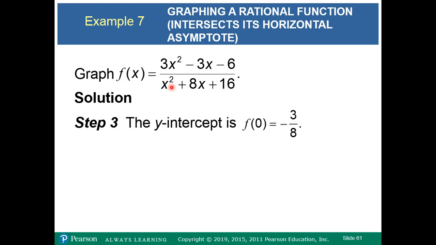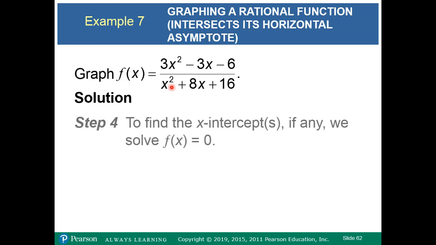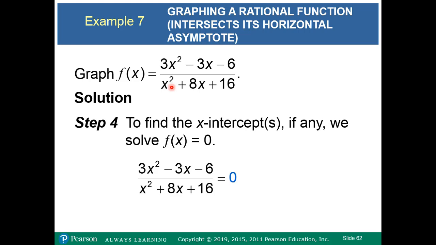Now the y-intercept is located where? It's going to be negative 6 over 16, which is the same as negative 3/8. Then find the x-intercepts. We're going to set the whole thing equal to 0, but realistically it's just the top that is equal to 0. And how do we solve that? Well, I would factor out a 3 and divide by that.